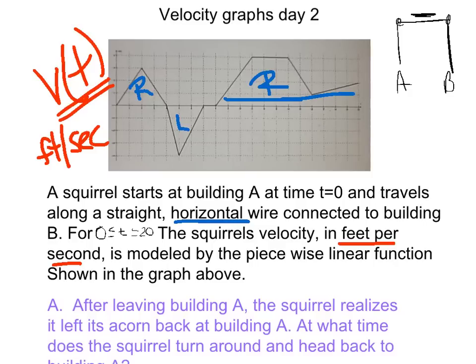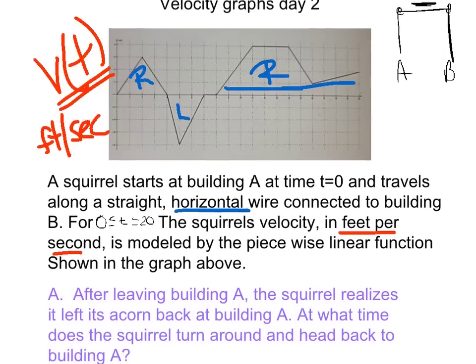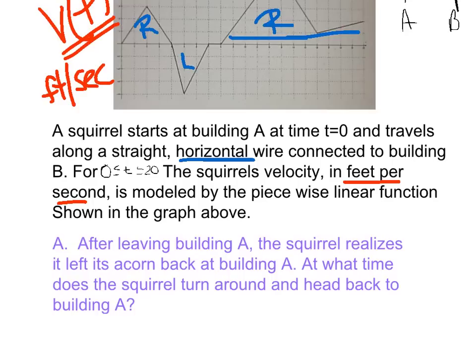Hopefully some common sense tells you, starting at 0, I'm walking to the right, and then I stop, I come to rest, remember that's when your velocity equals 0, and then in this section you turn around and walk to the left. So hopefully that's a pretty straightforward question. I would say the squirrel turned around at time t equals 4 seconds.